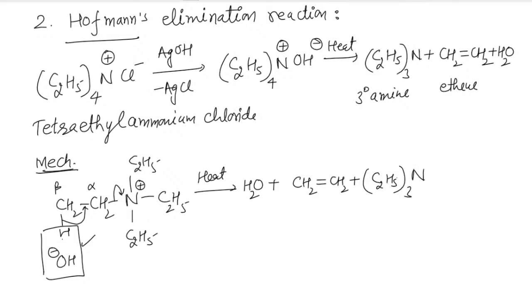That's it. But keep in mind, if we have ethyl and propyl, even then we get ethene as the major product. That is the beauty of Hofmann elimination. Otherwise, in Saytzeff, we get the alkene which is more alkylated. But in this case, we get the alkene which is less alkylated.